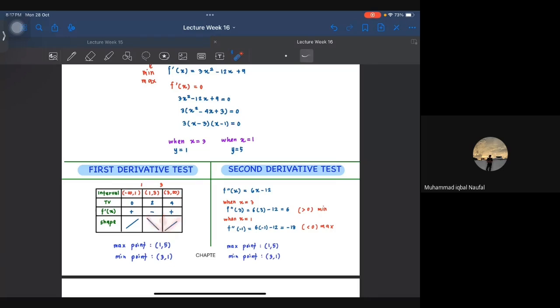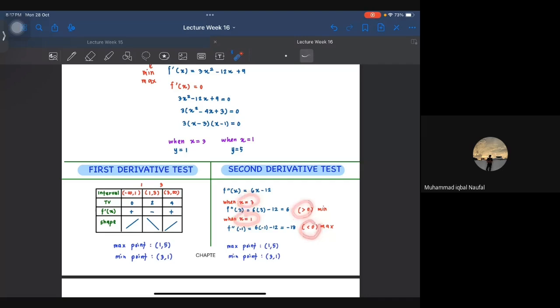Okay, so kalau nak buat second derivative means that kita perlu cari dia punya second derivative over here, and then you just need to test the value of x equal to 3 dengan x equal to 1 untuk tahu dia greater than 0 ke dia less than 0.